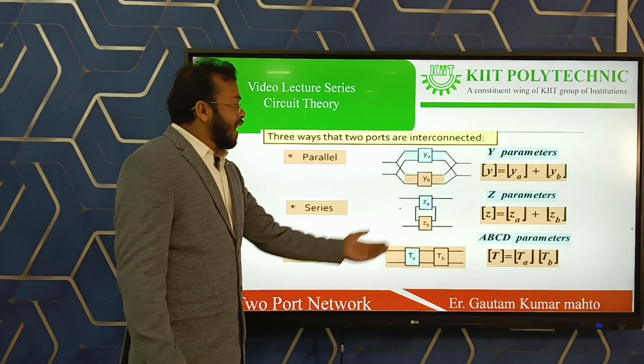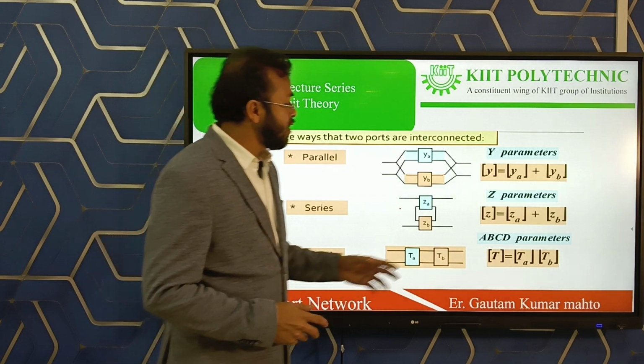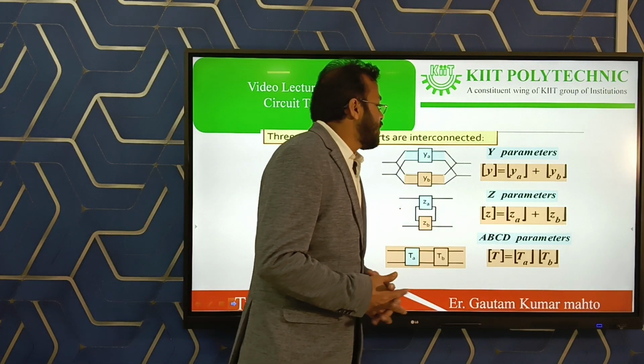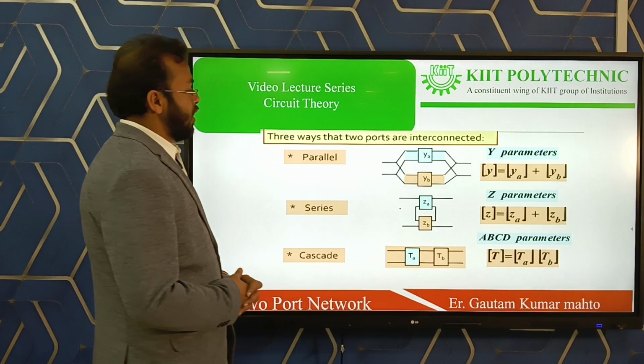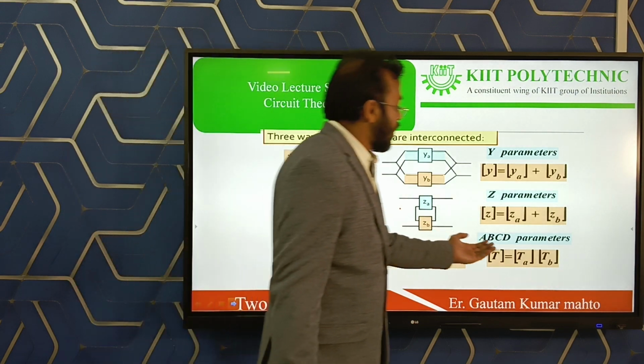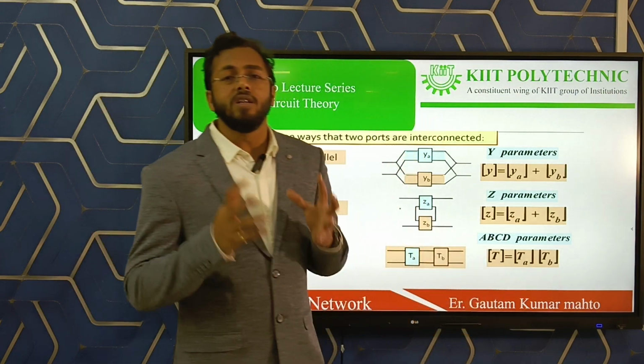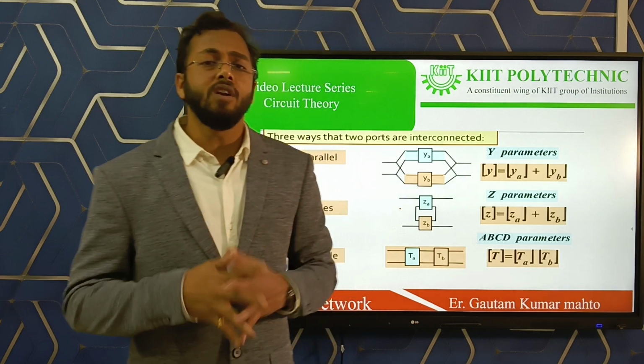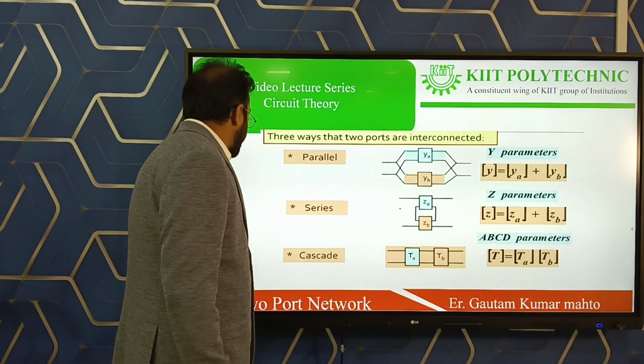Then when it is connected in cascade, you have to find out the ABCD parameter or transmission parameter of each, and both of them you have to multiply to get the final transmission parameter or ABCD parameter of the circuit.